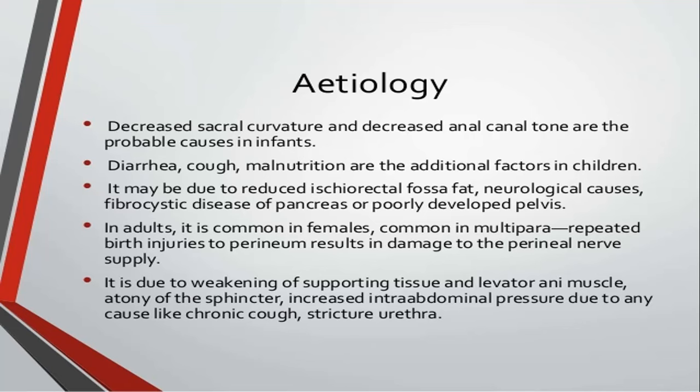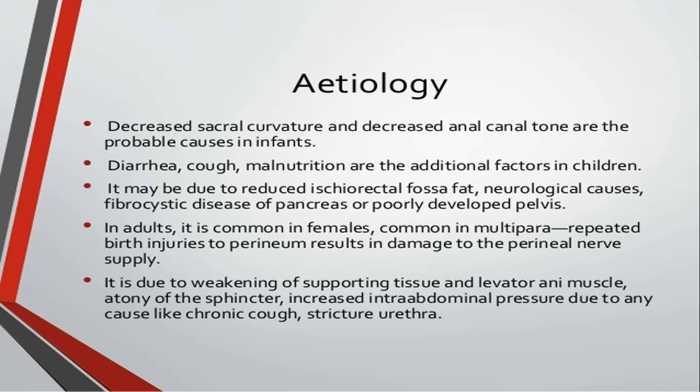So now, etiology. Why does it happen? Why does it cause prolapse? Because of a decreased sacral curvature and decreased anal canal tone. These are both probable causes in infants. An infant who has a decreased curvature of the sacrum. The sacrum is the area which is holding the rectum.